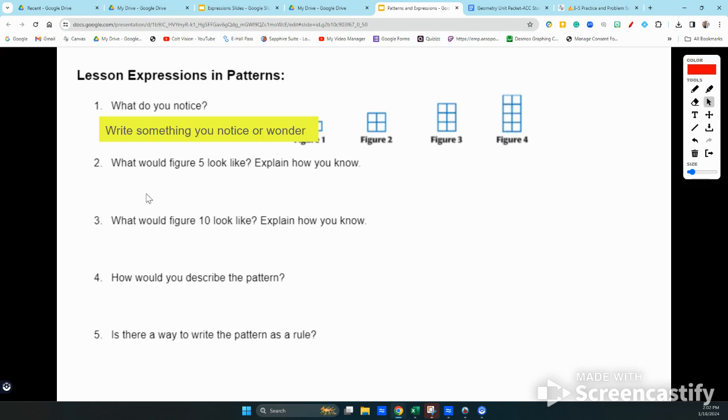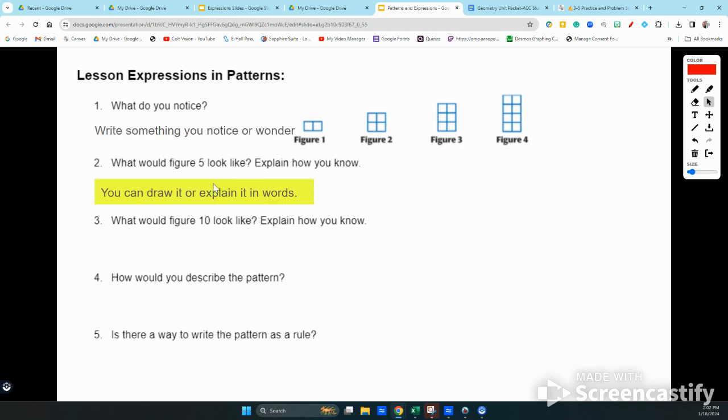So what will I think the fifth one would look like? And then you can either draw it or explain it. I drew it. I think it's going to look kind of like this. So I drew 5 rows of 2 squares. And I figured that out because each consecutive figure has 2 more squares on top than the one before it.